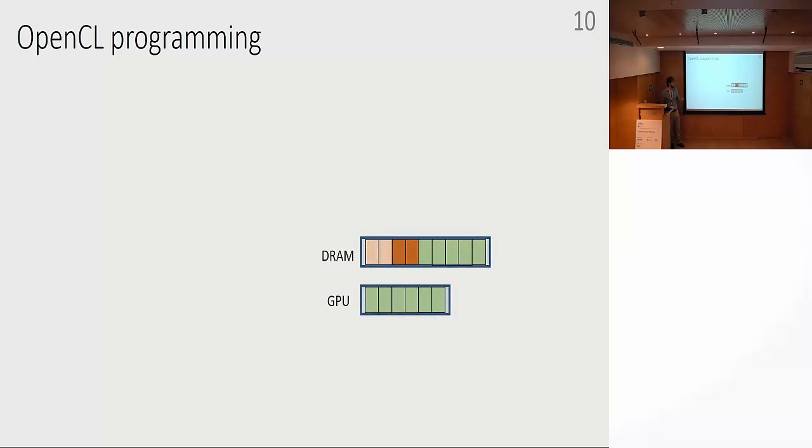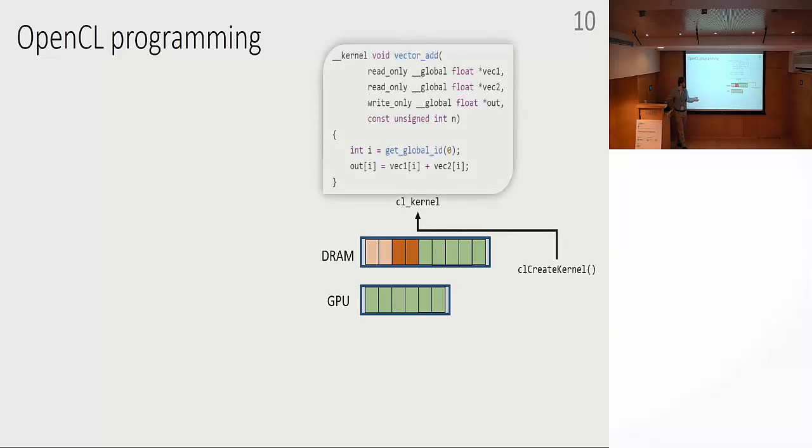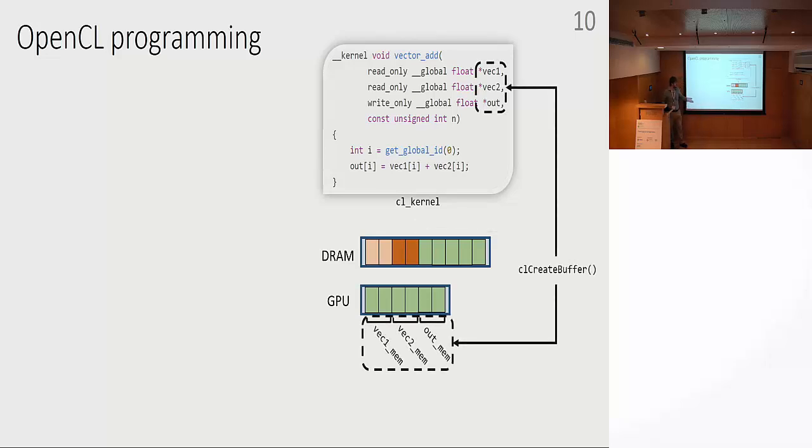So let's look at how the state of DRAM in the GPU changes as we interact with the OpenCL API. So first, the programmer creates a kernel. In this case, we're just adding two vectors of floating point numbers together and outputting a vector of floating point numbers. So first, the programmer has to create buffers. These represent regions of memory on the GPU. So they have to create both input and output buffers.